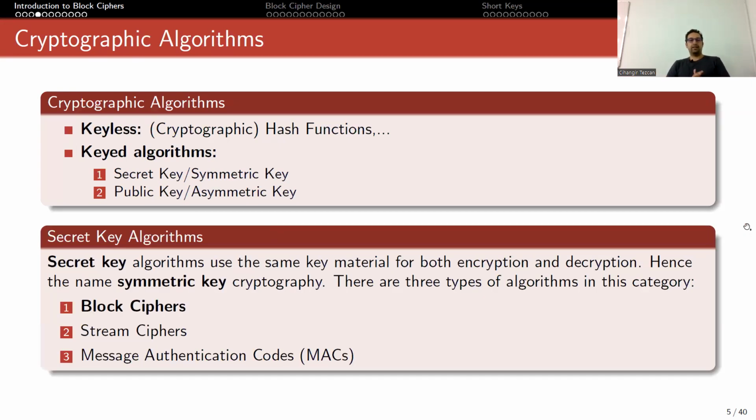In the secret key case, secret key algorithms use the same key material for both encryption and decryption, hence the name symmetric key cryptography. There are three types of algorithms in this category: block ciphers, which is today's topic, stream ciphers, another way of encryption, and message authentication codes. This is not an encryption algorithm, as I mentioned. This is for data authentication. Here you are not encrypting anything, but you are proving that the data didn't change after the person received it. So we will see all of them.